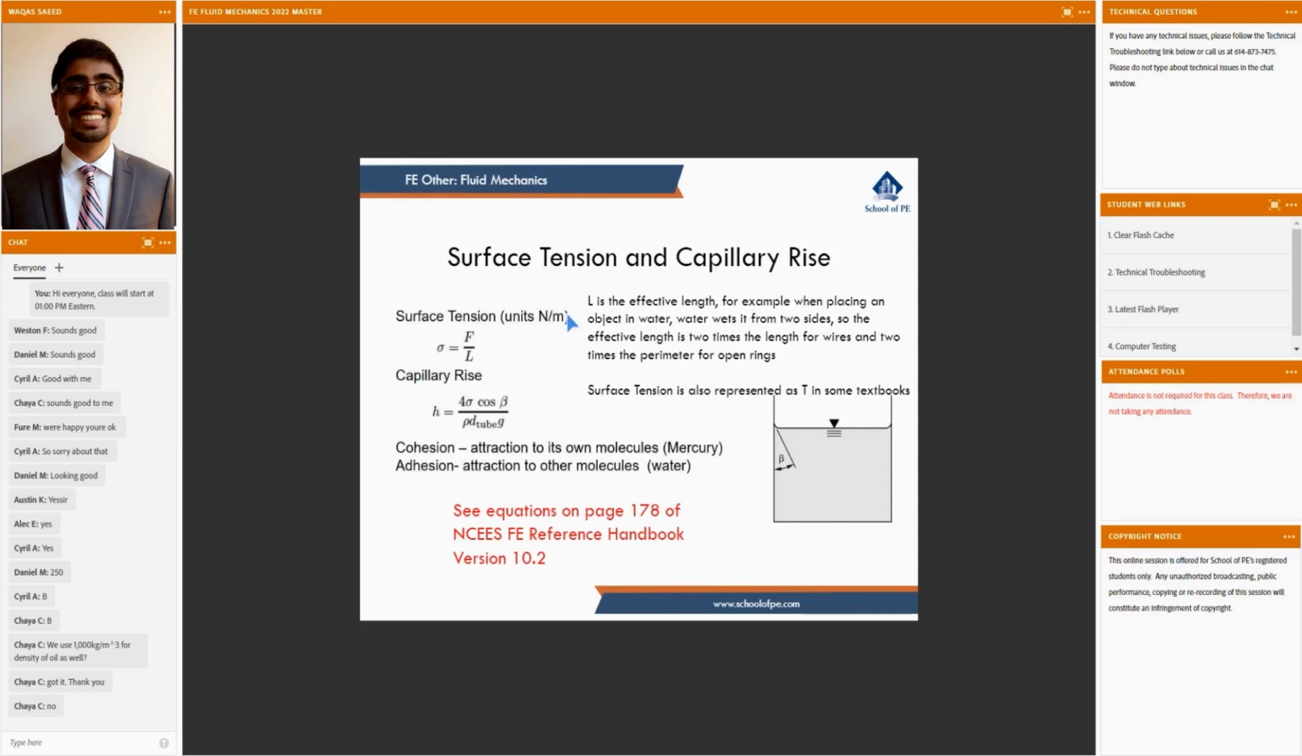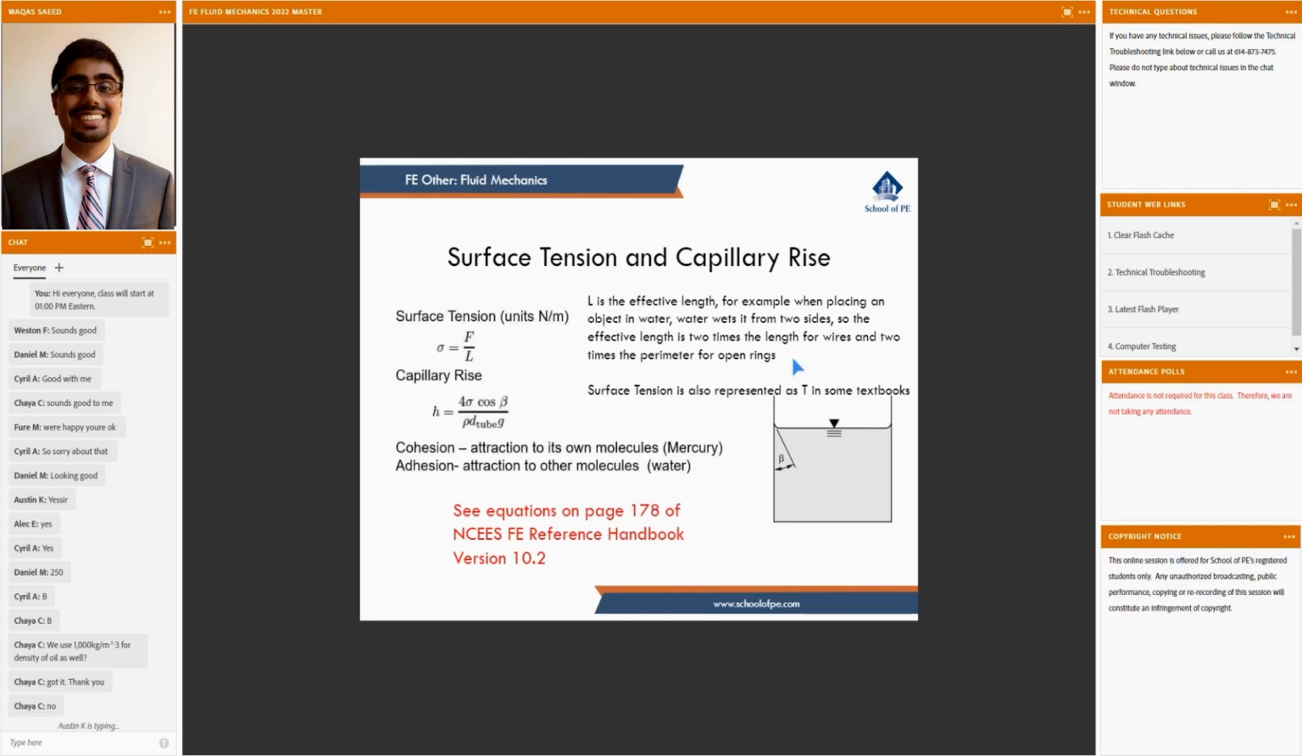What I mean by that is, let's say I place an object in water, like a wire or a rod, and naturally water is going to wet it from two sides, two major sides, right? The top and bottom. So the effective length would actually be equal to 2 times the length, because you have surface tension on both sides. Everyone get that? It's pretty straightforward. Hopefully.